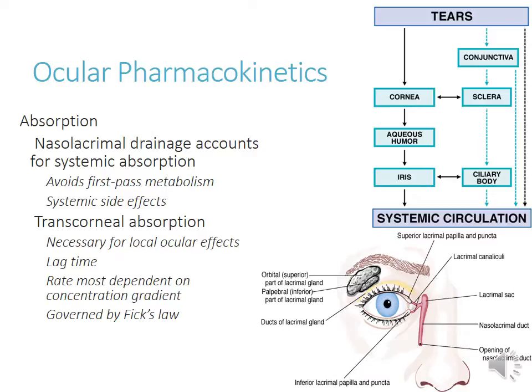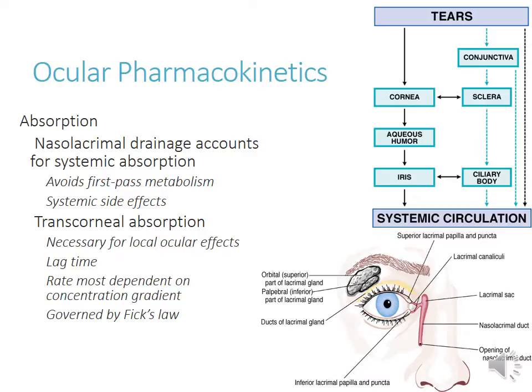Now, the transcorneal absorption, obviously, is going to be necessary for the local ocular effects. It has to be able to pass through the cornea to get to where it's needed. The amount of time that takes is called lag time: the time from administration to when the drug actually gets to the site of action. Lots of different things can affect that.